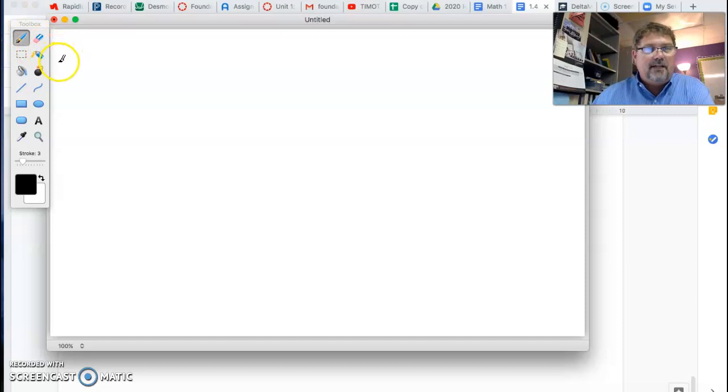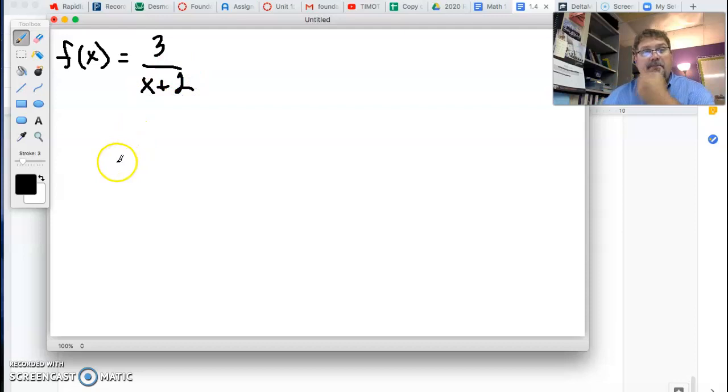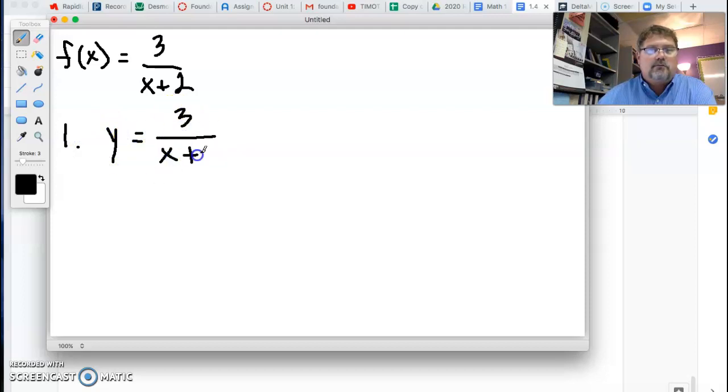And we're going to put f of x equals 3 over x plus 2. Okay? We're going to go through the same steps. You know, this gets repetitive, right? Replace f of x with y. Okay, and step 2 becomes our new issue.